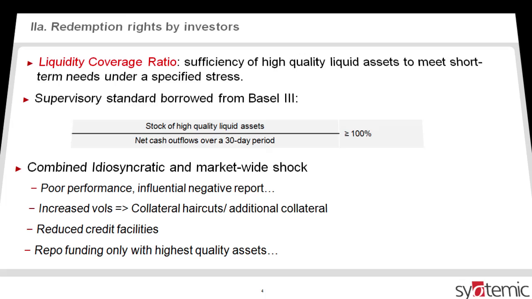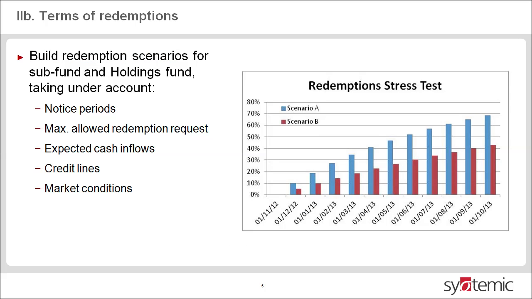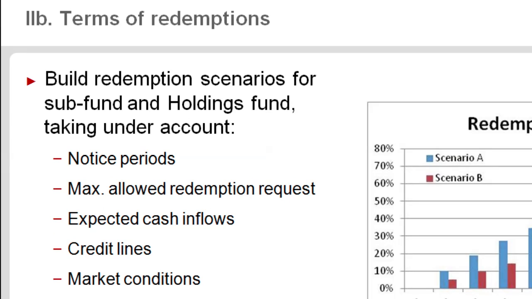Regarding the numerator, the stock of high quality liquid assets, what can we consider as a high quality liquid asset? For this, we can borrow the parameters that are used in Basel III for this purpose. Another way we can monitor the redemption risk and the impact on liquidity of the fund is to build, again, stress scenarios with various redemption patterns for each sub-fund and the holdings fund, if that's the structure that you have.